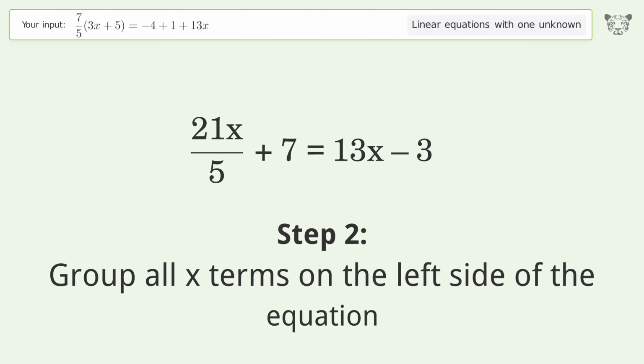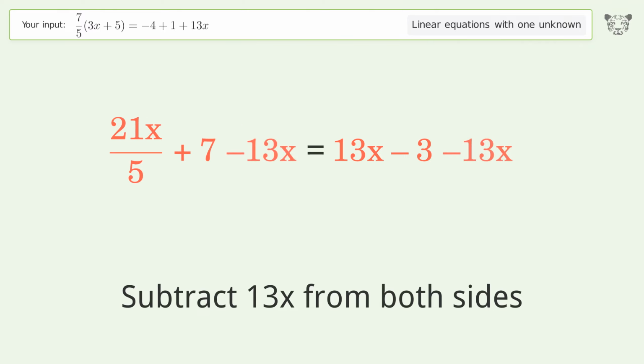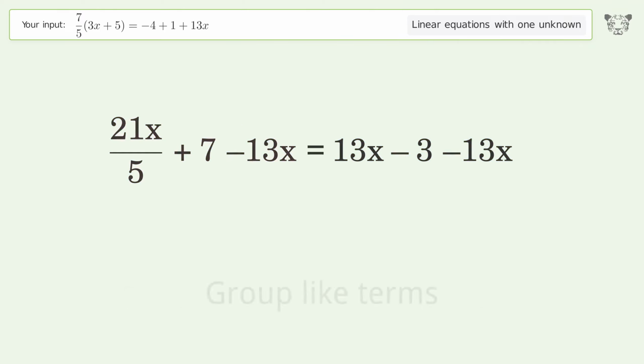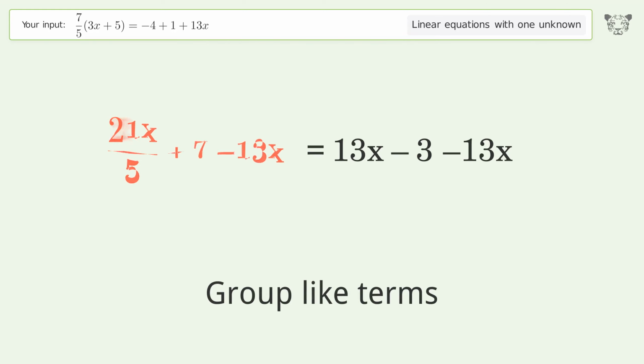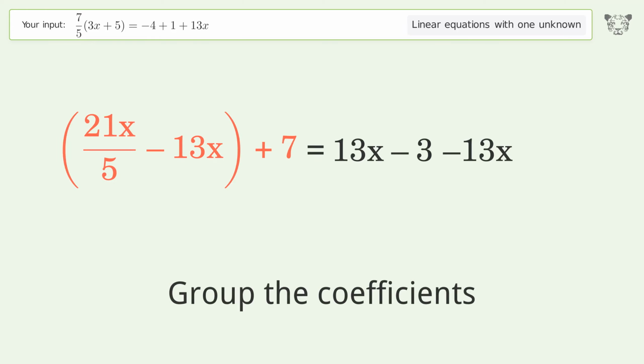Group all x terms on the left side of the equation. Subtract 13x from both sides. Group like terms. Group the coefficients.